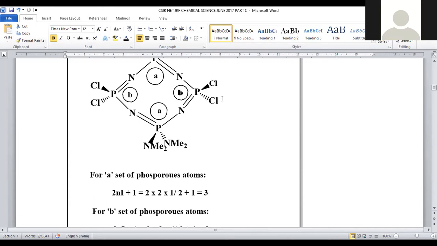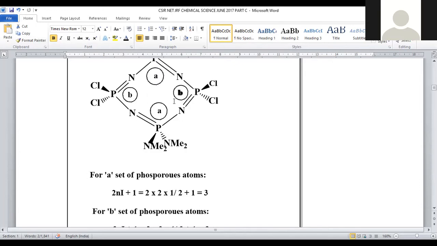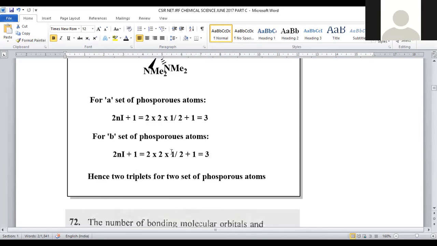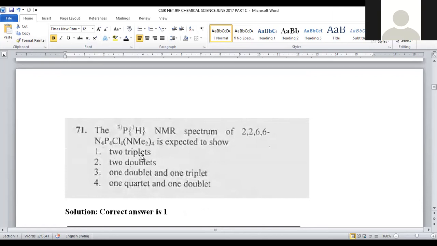Let us calculate for B type of phosphorus atom. For the B set of phosphorus atoms, the 2nI+1 formula will be employed, 2 into 1 by 2 plus 1. The same formula will be applied, because again for the B set of phosphorus atoms, how many are there? 2 phosphorus atoms are there. So 2 into 1 by 2, the 2 gets cancelled. Again we will get 3. So how many triplets are possible? For the A set, 1 triplet. For the B set, a second triplet is possible. So we will obtain 2 triplets. For question number 71, option number 1 will be the right answer.